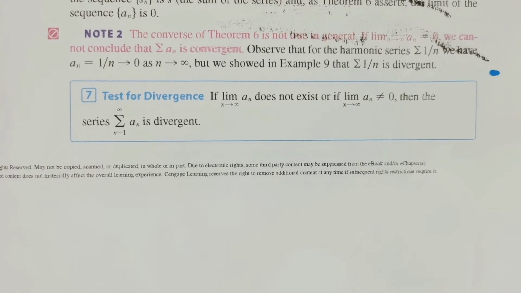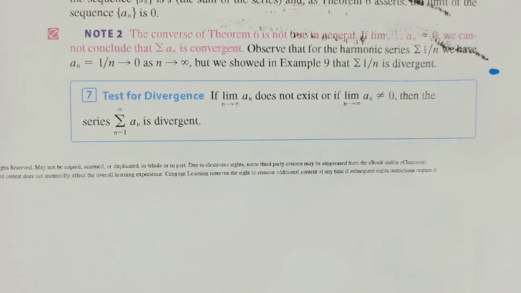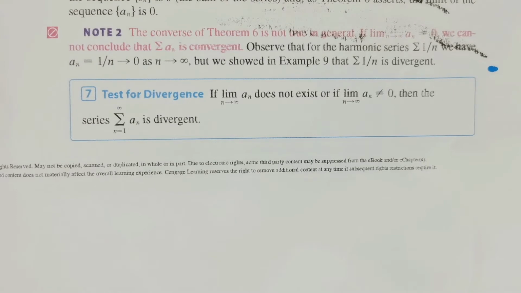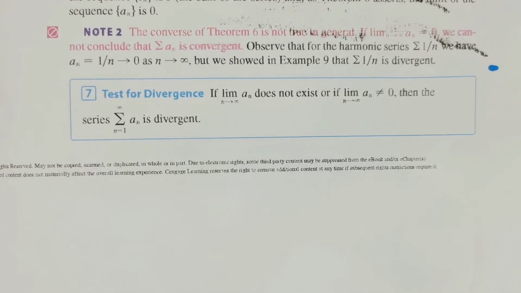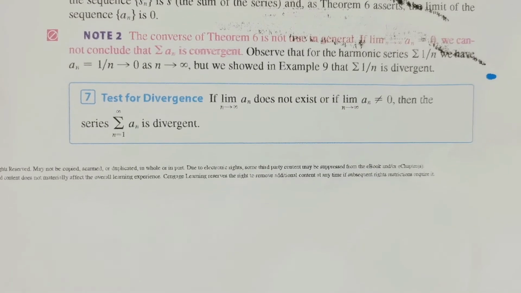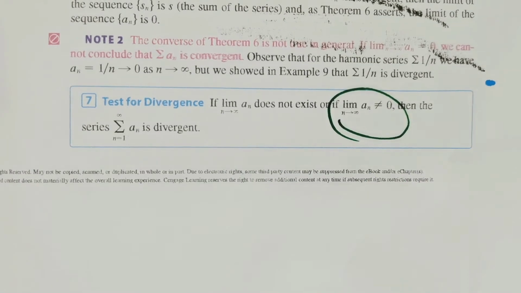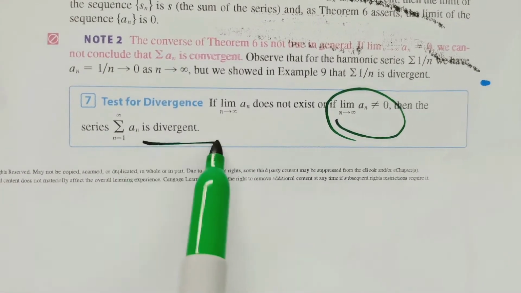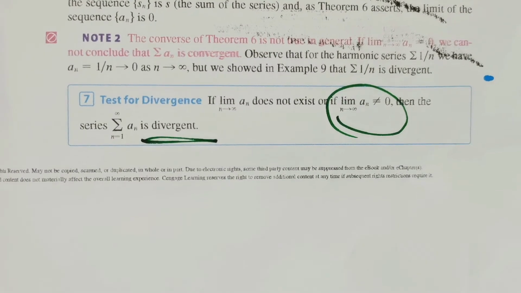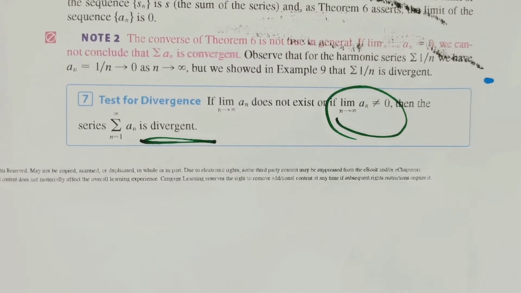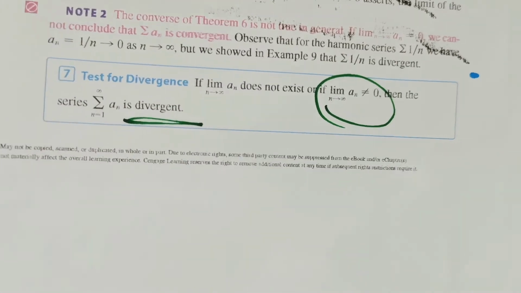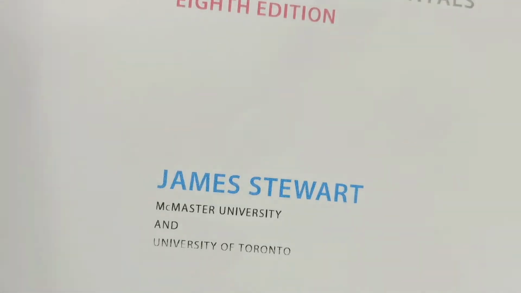So once again, the test for divergence simply states that if the limit is not equal to 0, then the series is divergent. So it's easy. All you have to do is to solve for the limit, make sure that it is not 0, and you will know that the series is divergent. So take note of that. It's important. Let's have an example then for us to understand this better.